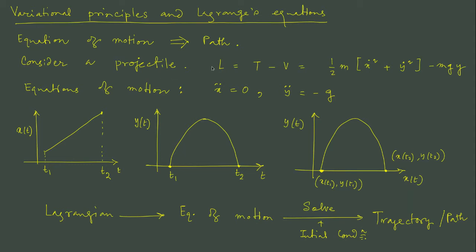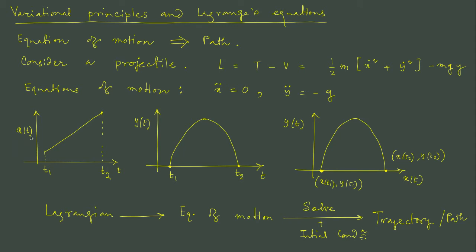For example, we consider a projectile which has Lagrangian given by kinetic energy minus potential energy, as half m (x dot square plus y dot square) minus mgy. So, this describes a particle which is moving in the xy plane, with y being the vertical direction and x the horizontal direction. For that, we can use Lagrange's equation to come up with the equations of motion: acceleration along x is 0 and acceleration along y is minus g.